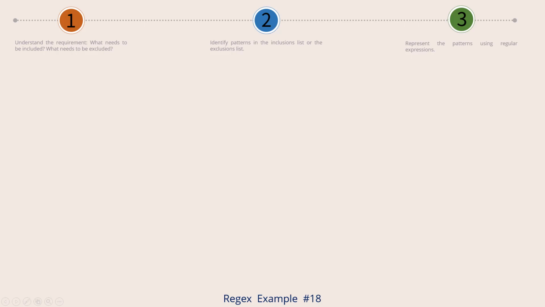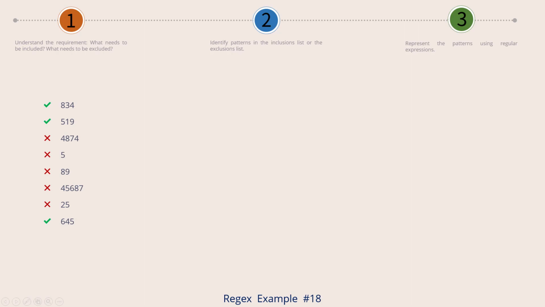Let's look at example number 18 now. Here's our input file. The strings with the green check mark on the left are the strings that I want to select. The strings with the red cross mark on the left are the strings that I want to exclude. Let's look out for patterns which make the green ones differ from the red ones.